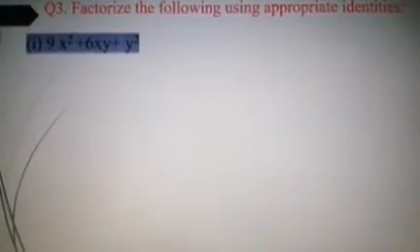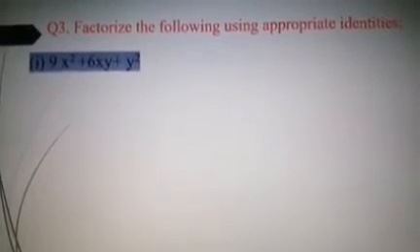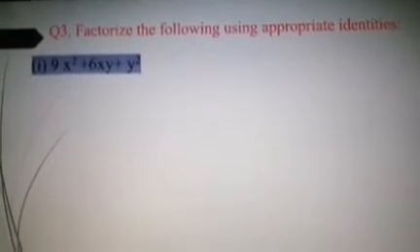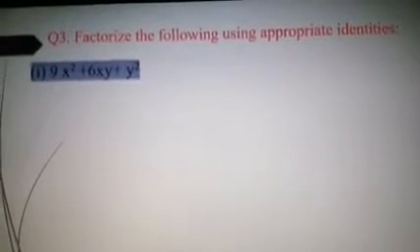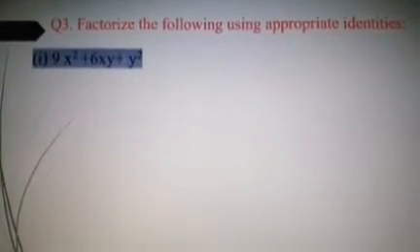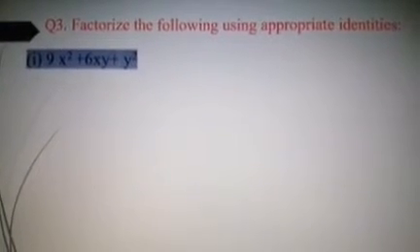Ma'am, when to use the identity and when to use splitting the middle term? It's very simple. Whenever an expression is given, just look at the first term. I have 9x square. We know that 9 is a perfect square, which is 3 square. x square is a perfect square of x, and y square is also a perfect square. If the first term and the third term are perfect squares, then you're supposed to use the identity. Keep this in mind, okay?